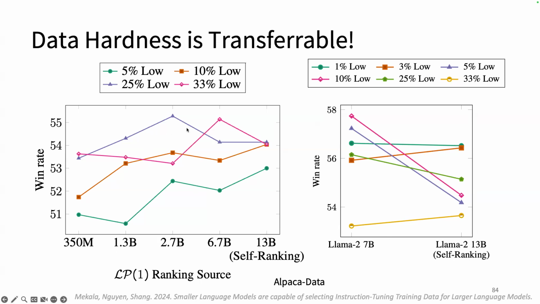And we notice that the data hardness is transferable because the performance is in the range of 54, 55, exceeding the 50 when the data is curated by smaller LLMs, which means the resulting 13B is equally good or better than the 13B model trained on its own data.